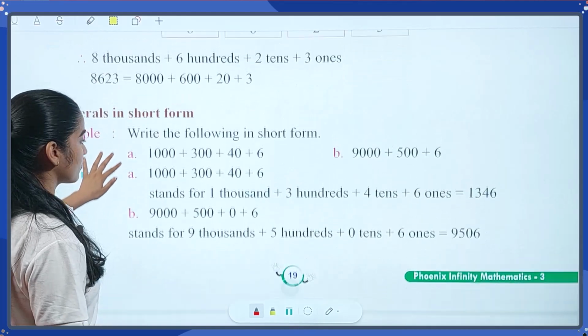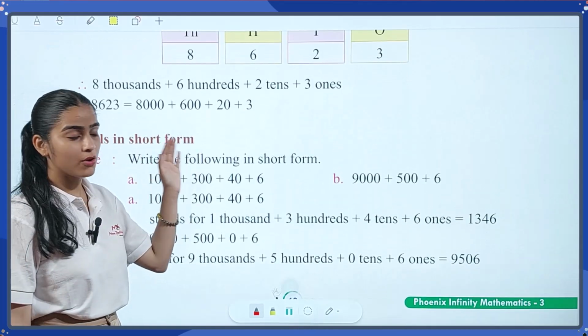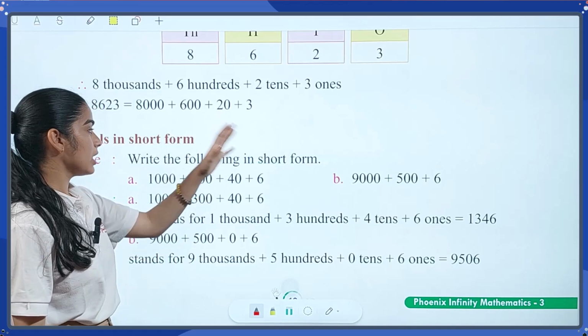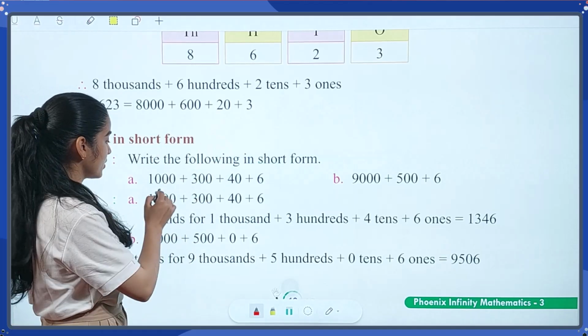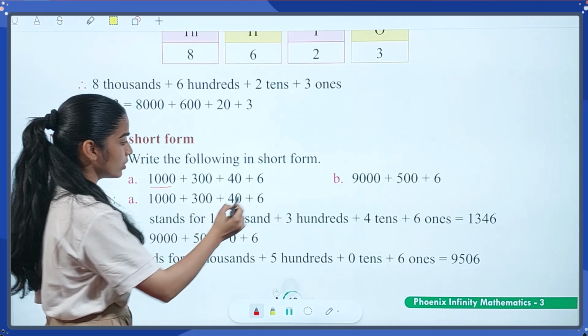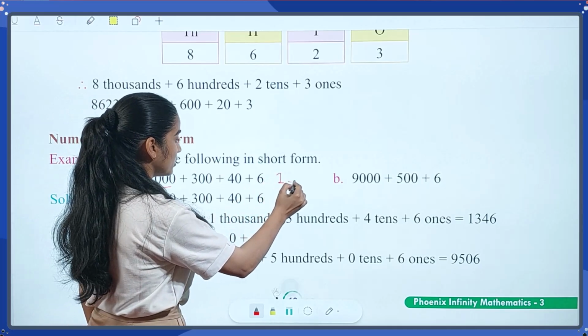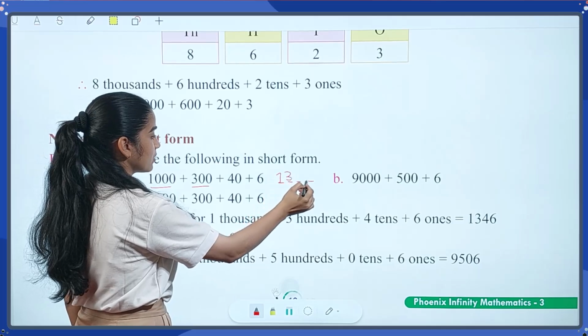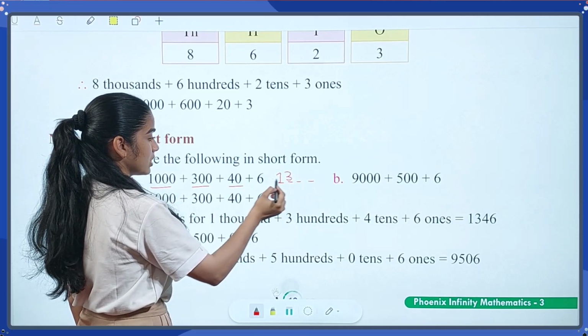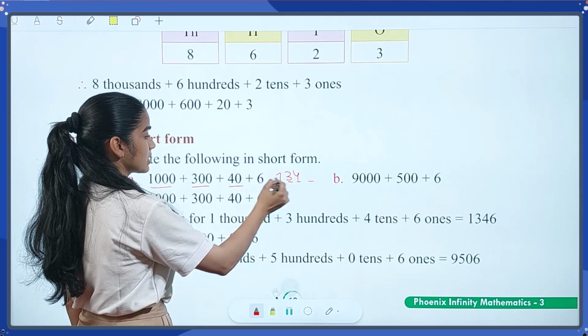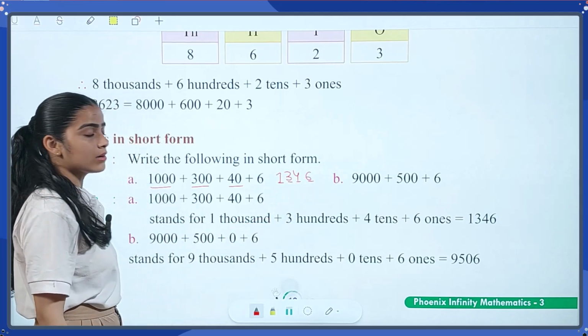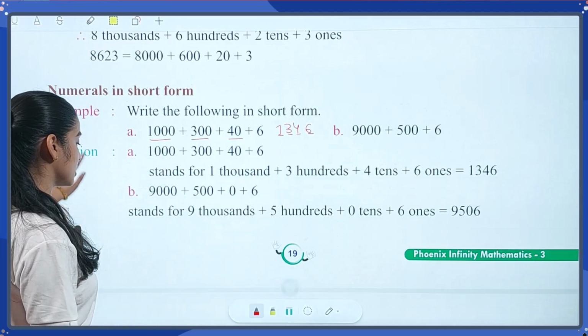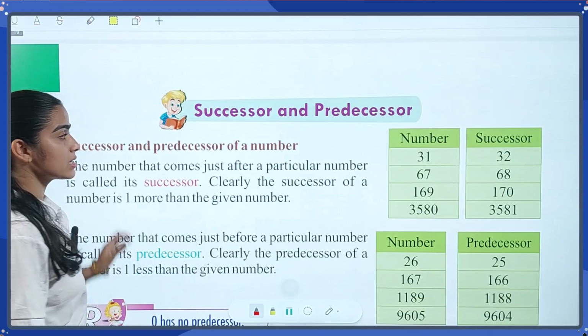Numerals in short form. When we have the expanded form, we can compact it into a shorter form. How? First we write 1,000. So we write only 1. Okay, 1, 2, 3. 1,000. Then 300. So we write 3 and leave 2 places for it. Then 40. So 4. Then 6. So 1,346 is your answer.